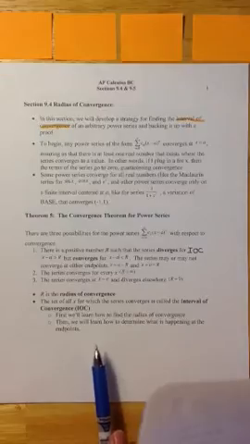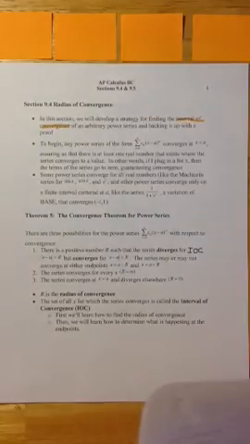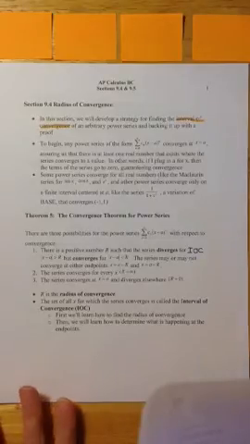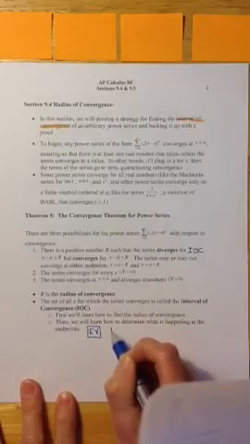We say that the set of all x for which the series converges is called the interval of convergence. First, we'll learn how to find the radius of convergence, and then later on in section 5, we'll learn how to determine what's happening at the endpoint. So let's just do a quick visual example.